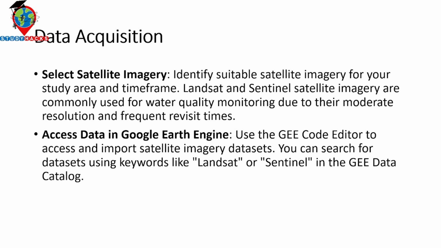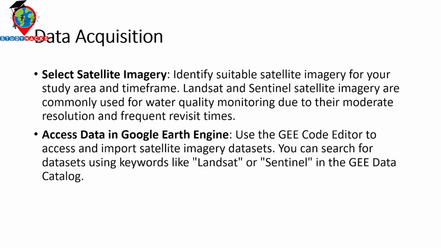In data acquisition, you identify suitable satellite imagery for your study area and time frame. Landsat or Sentinel imagery are commonly used for water quality monitoring due to their moderate resolution and their frequent revisit time. And you access the data in Google Earth Engine. We can easily access all of the datasets, Landsat and Sentinel, from the Earth Engine data catalog, and use this data for water quality monitoring. So this is the first step.